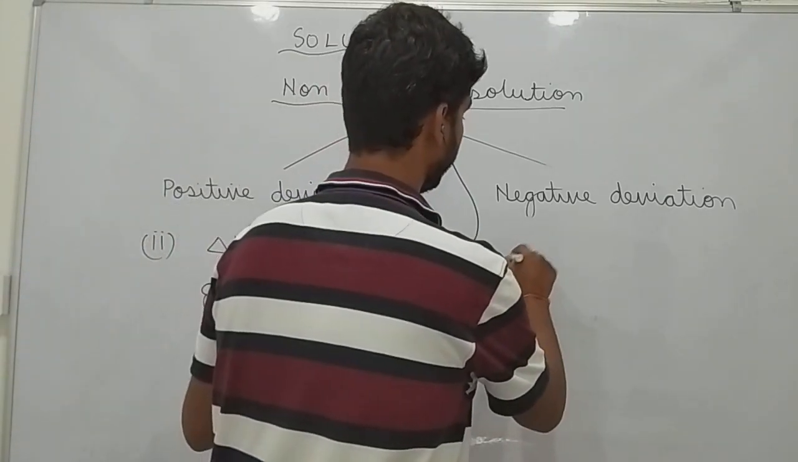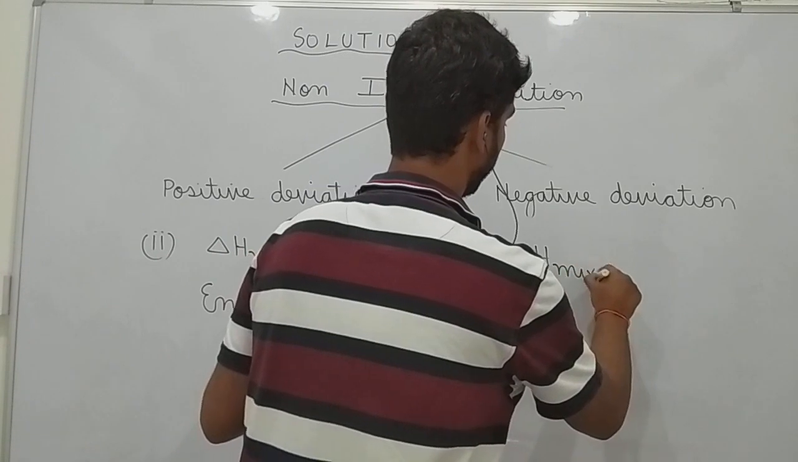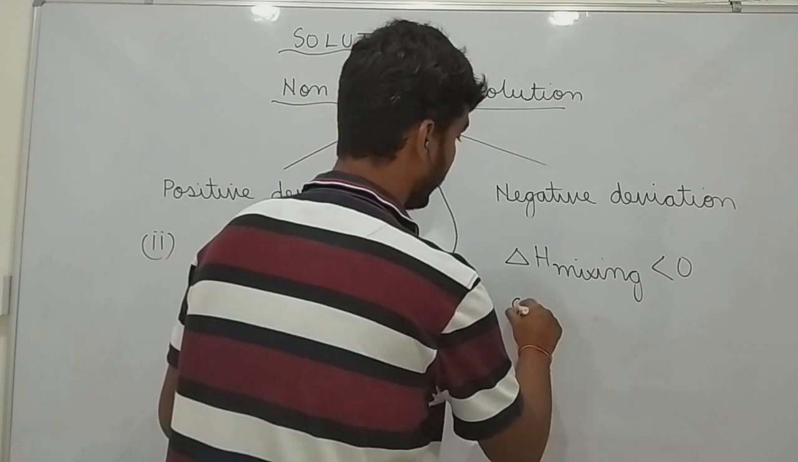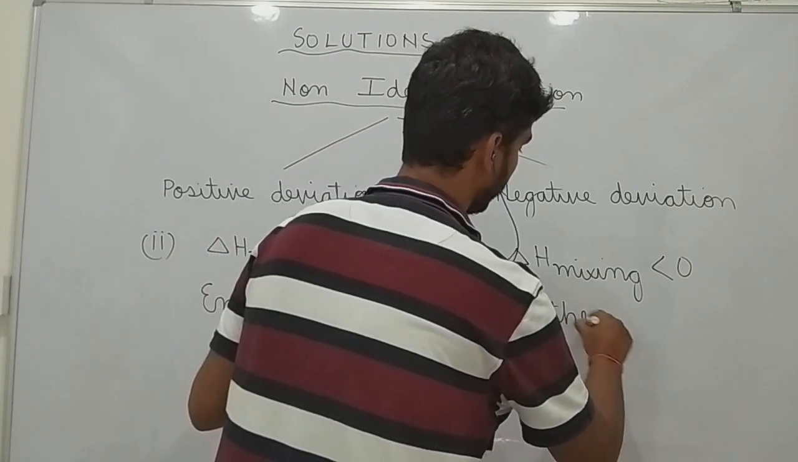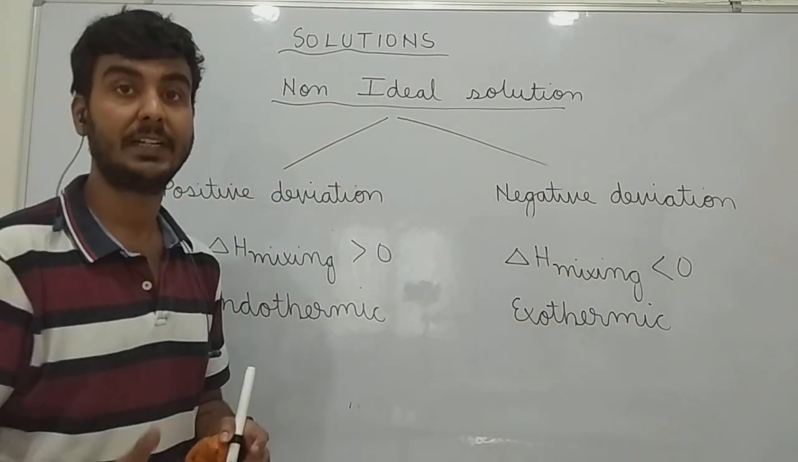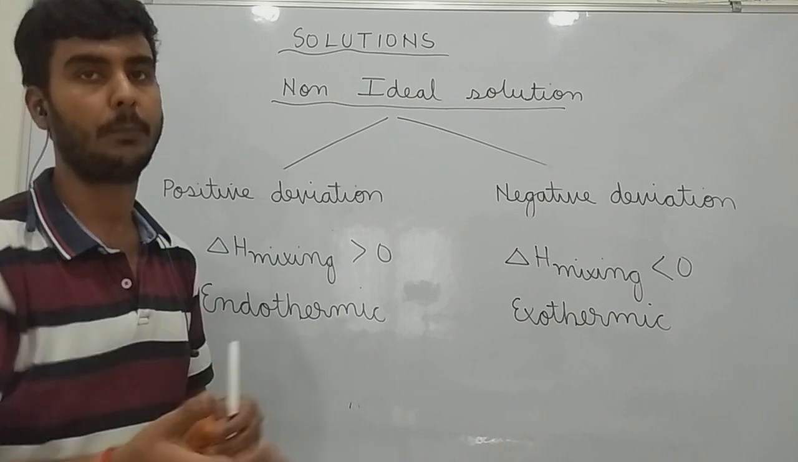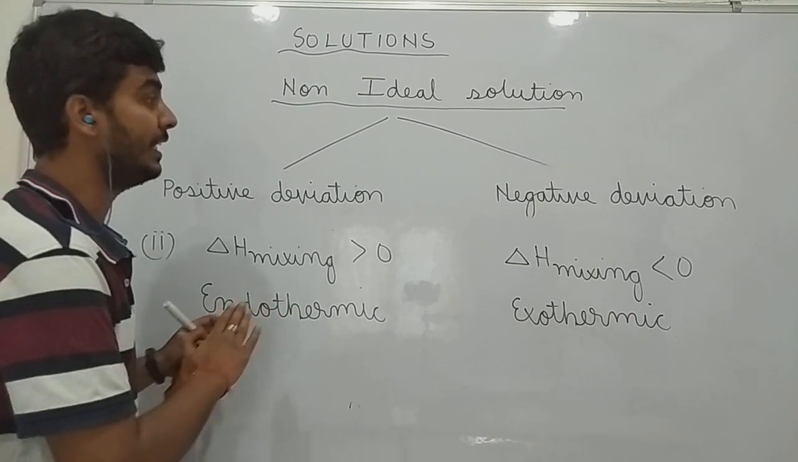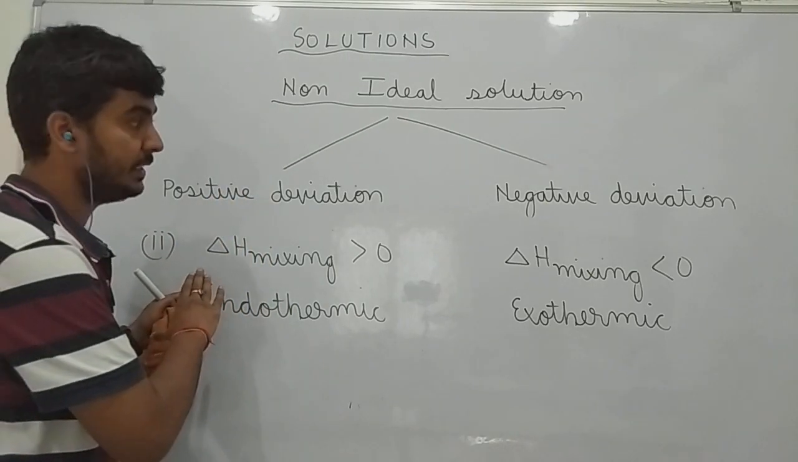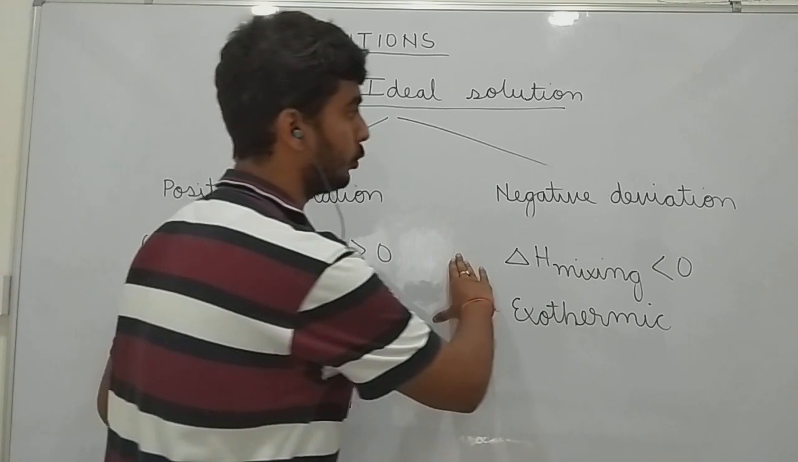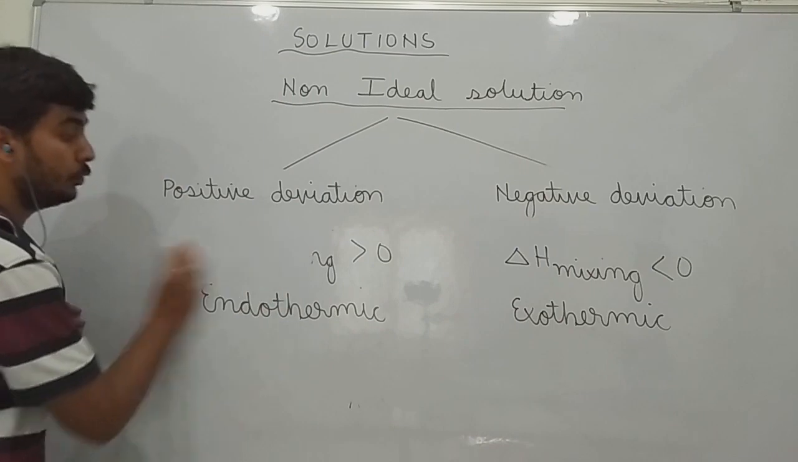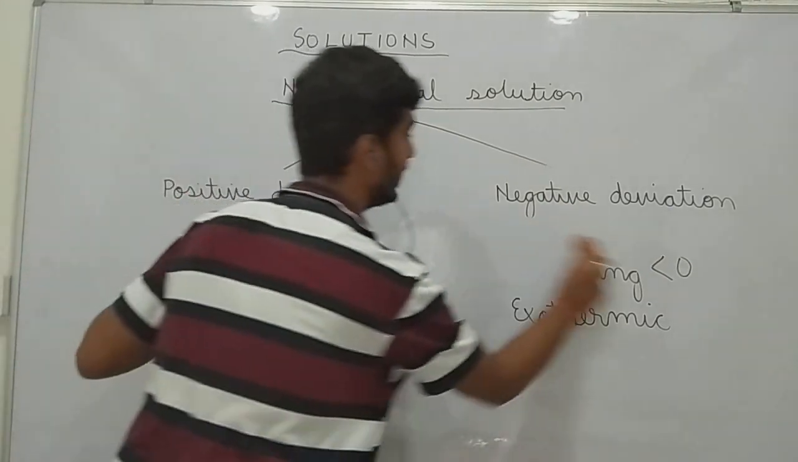And in case of negative deviation, delta H mixing is less than 0, and it is an exothermic dissolution. That means heat is evolved or is given out when you mix the components to form the solution. So this is the second property regarding non-ideal solution showing positive deviation from Raoult's law and non-ideal solution showing negative deviation from Raoult's law. The third property is volume change on mixing, delta V mixing.